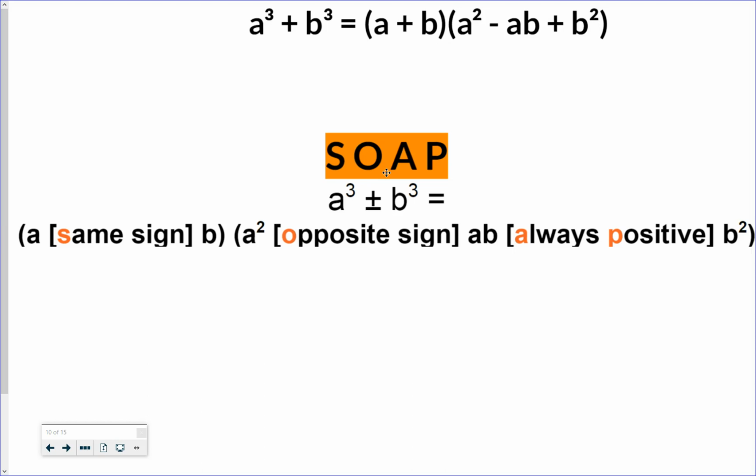So the word SOAP helps you figure out what signs go where. S is same sign, O is opposite sign, and then AP is always positive. So that tells you the order of your signs every single time. Same sign, opposite sign, always positive. Okay? We can do a sum of cubes and a difference of cubes.